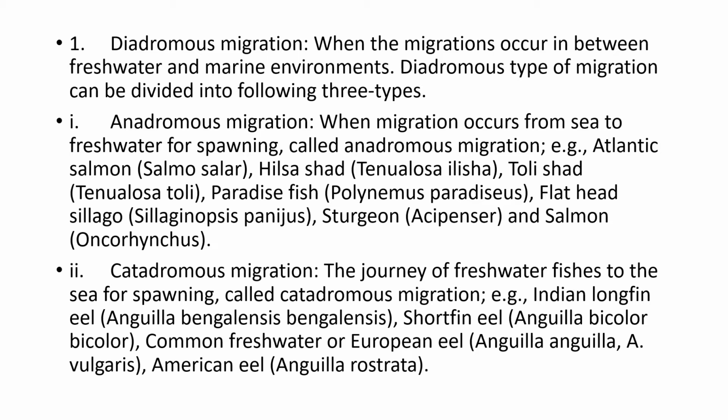There are actually different types of fish migration. Based on the mode how they migrate, they have classified these migrations into various types. The first kind of fish migration is diadromous migration. Diadromous migration can be defined as the migrations that occur in between freshwater and marine environments.